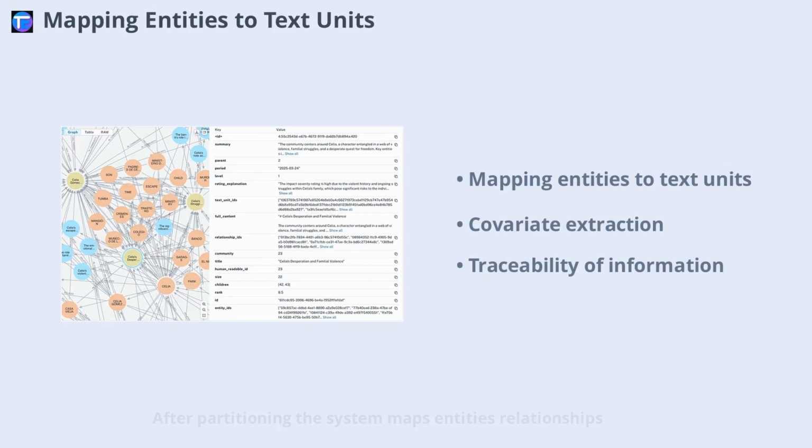After partitioning, the system maps entities, relationships, and covariates to each text unit. Covariates are essentially claims or inferred statements, like "Celia murdered her husband and child. Suspected." This mapping makes it easier to look up all relevant information for any given chunk of text. The process ensures that every piece of extracted knowledge is linked back to its source, supporting traceability and detailed analysis in later steps.